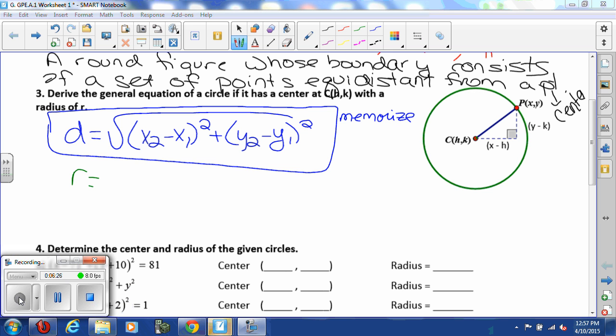And then let's call this x sub 2 and y sub 2, and we'll call the center x sub 1 and y sub 1. Does it really matter? No. But I'm helping you to derive the formula, so I'm going to put it that way for a reason. What's x sub 2? x. What's x sub 1? h. Squared. Plus, what's y sub 2? What's y sub 1? Okay.